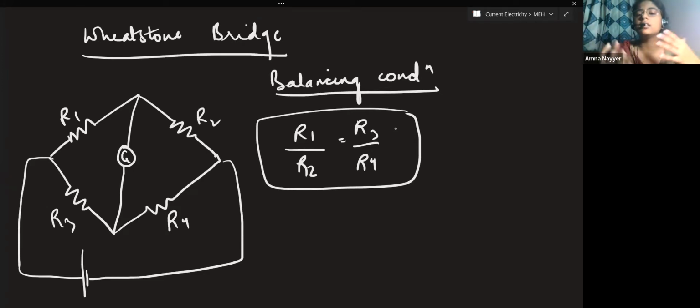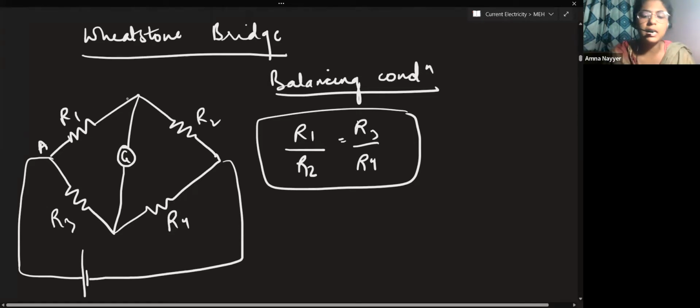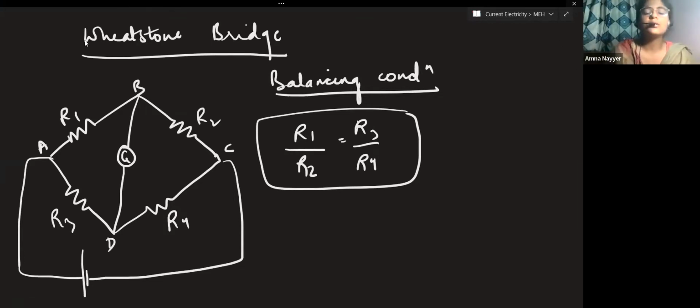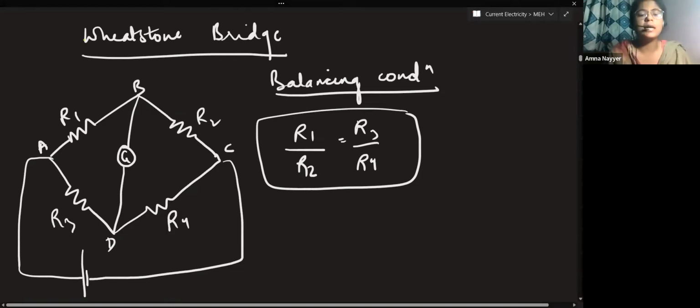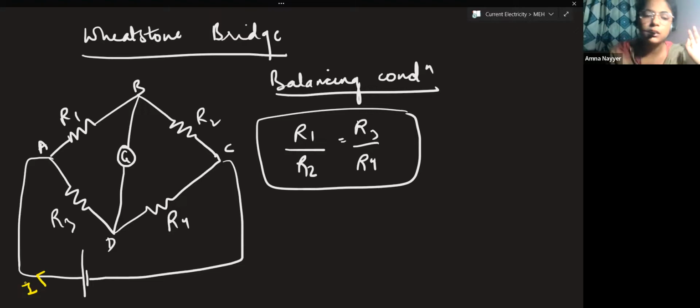So when the Wheatstone bridge is balanced, let me name these points. This is point A, this is B, this is C, this is D. Across BD, across these two ends, the potential difference is basically 0. We'll keep discussing that, but let us first use Kirchhoff's law to prove it. The way we have been using Kirchhoff's law, let's say some current I is coming out of the battery.